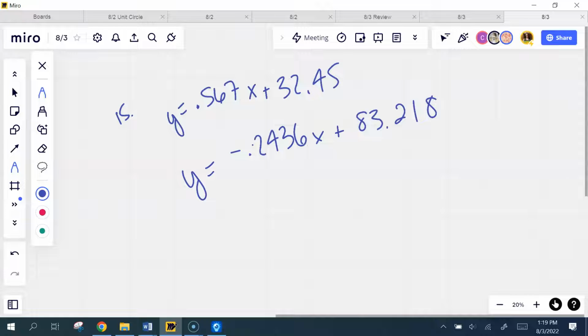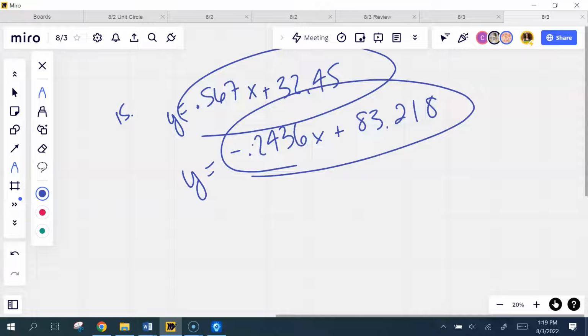So it says, when will the percentage of women and men be the same? So what we want to do is say, okay, when will this equation equal this equation? So set them equal. 0.567x plus 32.45. Again, this came straight from your calculator. When will it equal?